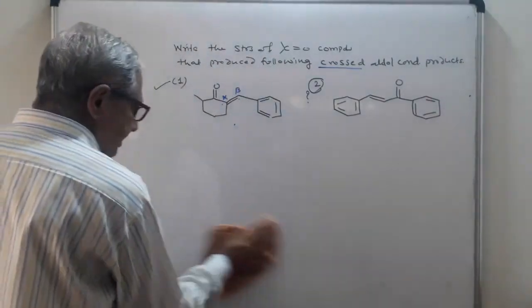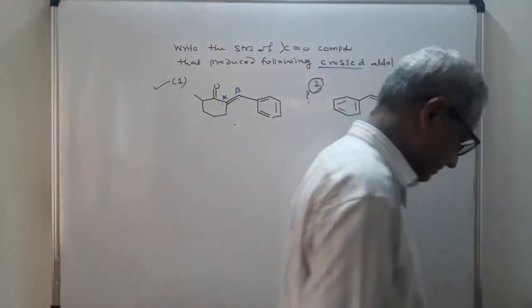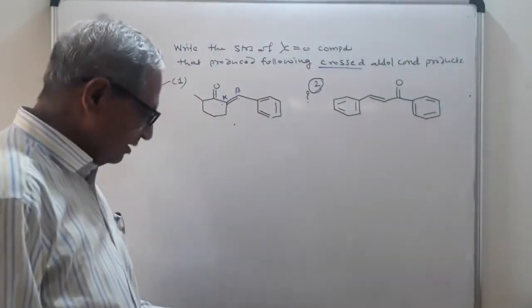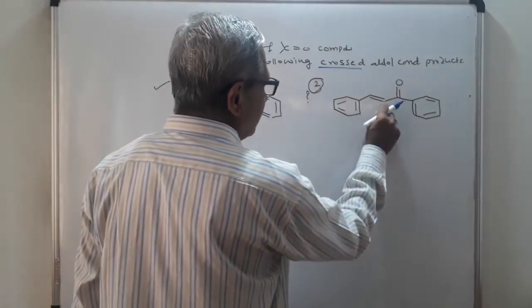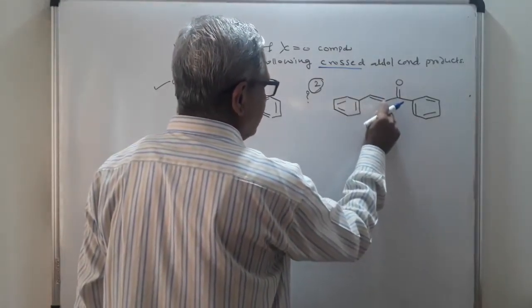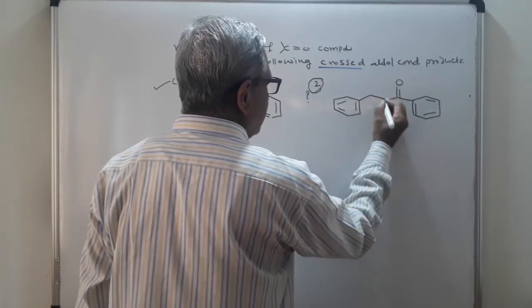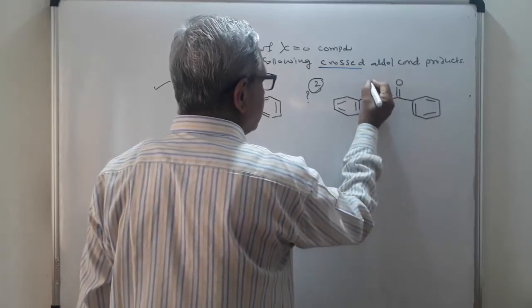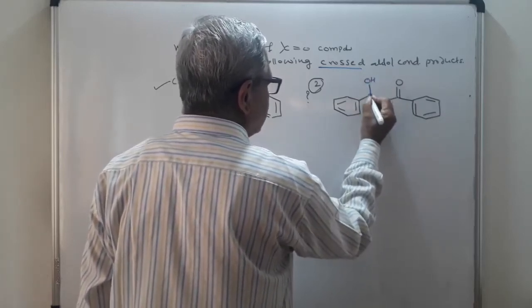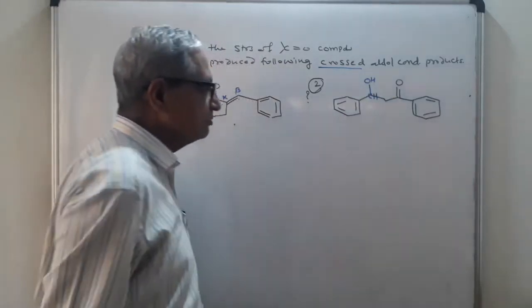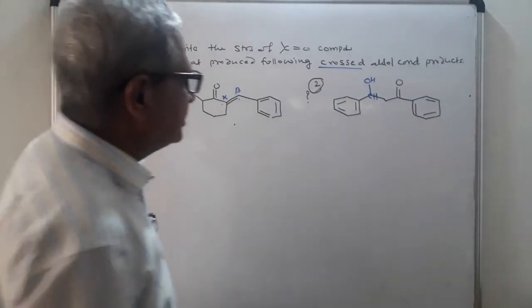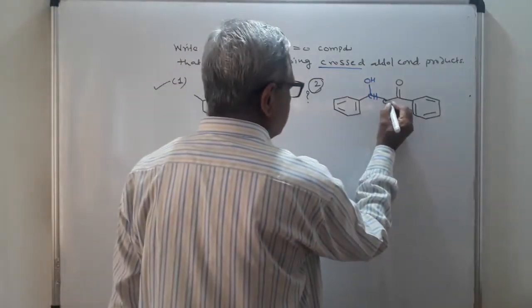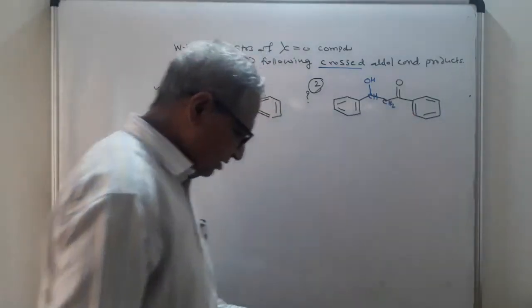Did you get the answer? Yes or no? See here, what you have to do here. You have to write the beta hydroxy ketone. This is your alpha carbon, this is your beta carbon. So remove one of these and write here the OH group. Remember that this point is nothing but CH. This is nothing but CH. This point is nothing but CH2. So what are the two different compounds?